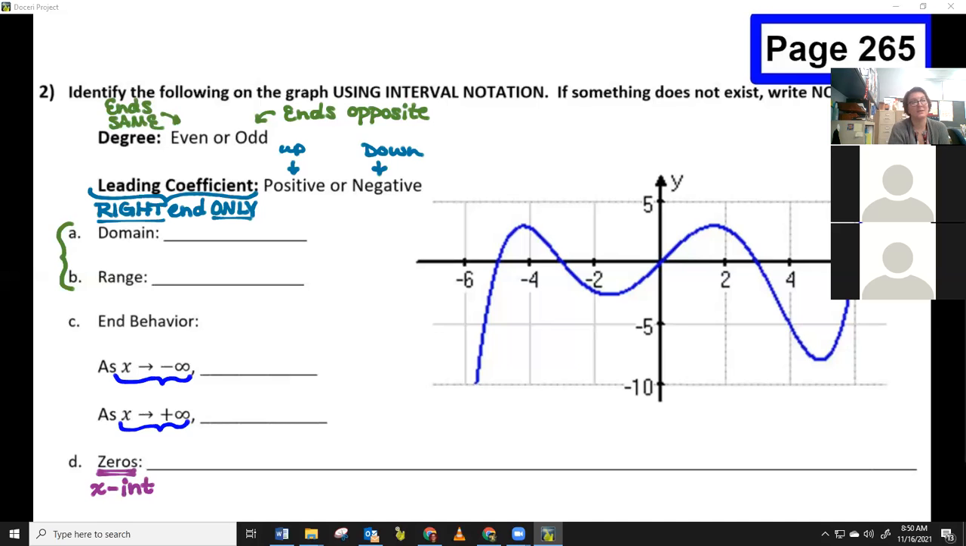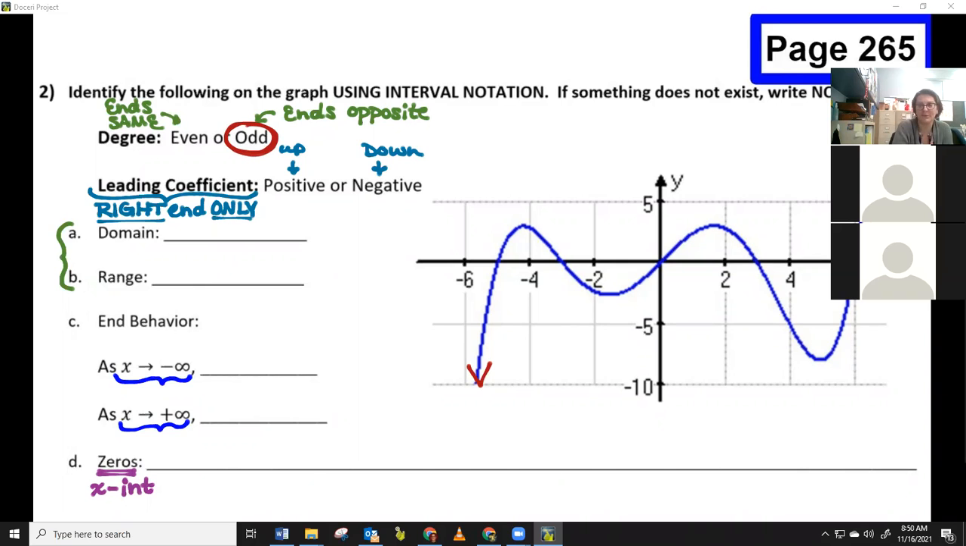Is this graph even or odd? You can type it into the chat or you can unmute your mic. Odd. Thank you, Aaliyah. It is odd because when I look at the ends, I see that one end is pointing down and the other end is going the opposite direction. So one up, one down.